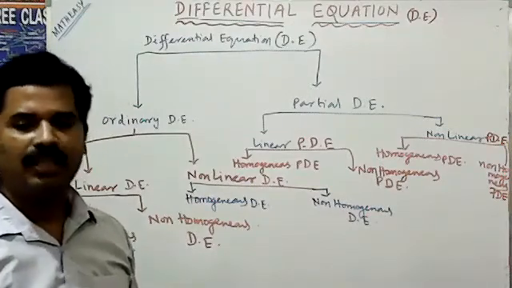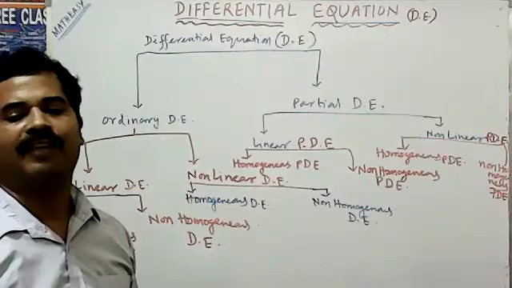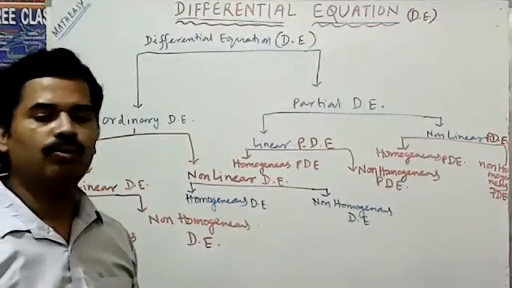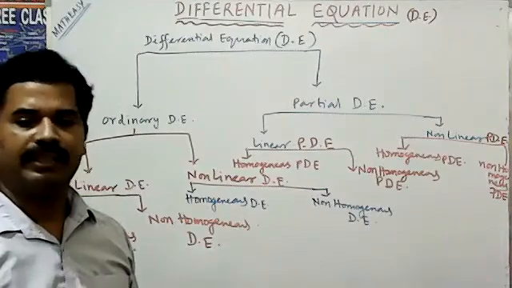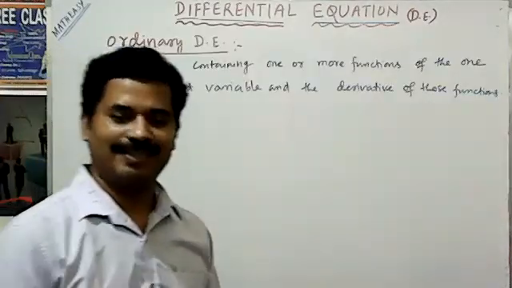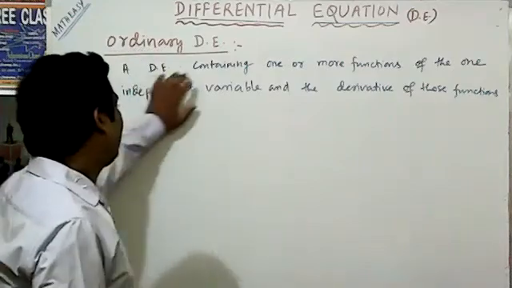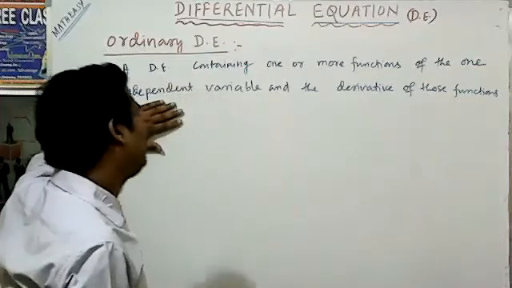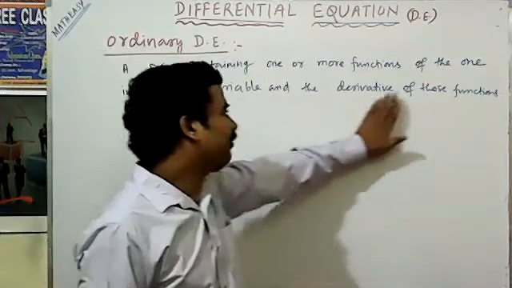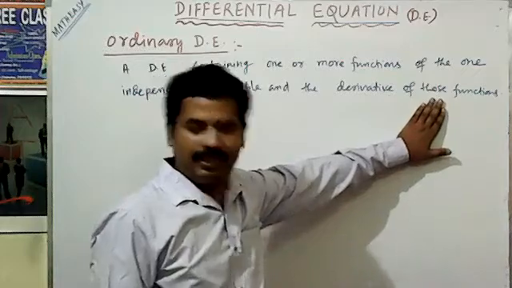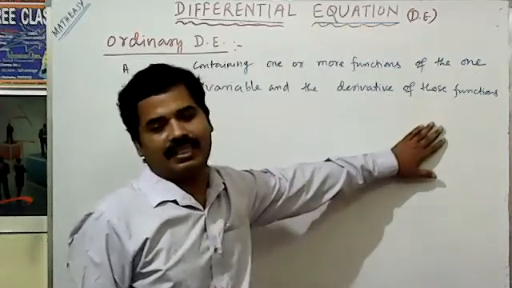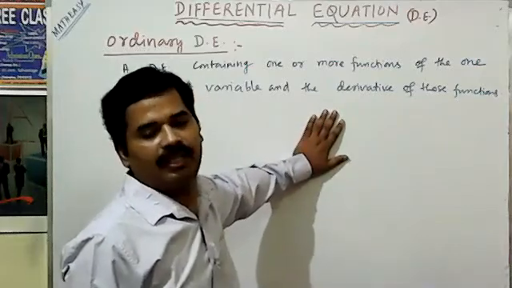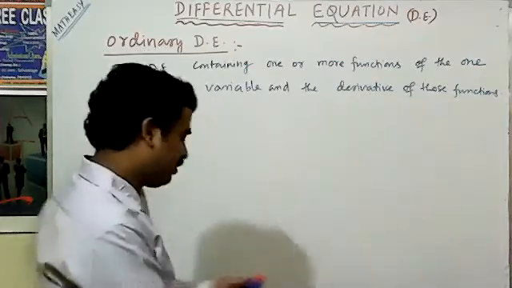That means it has one independent variable and one dependent variable. And partial differential equation has more than one independent variable but one dependent variable. Simply you can say, a differential equation containing one or more functions of the one independent variable and the derivative of those functions. In short, any differential equation having one independent variable and one dependent variable is called the ordinary differential equation.